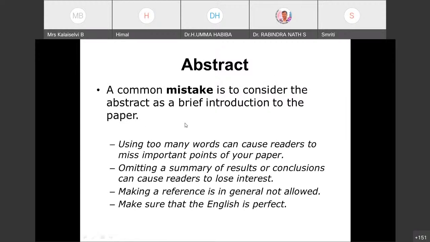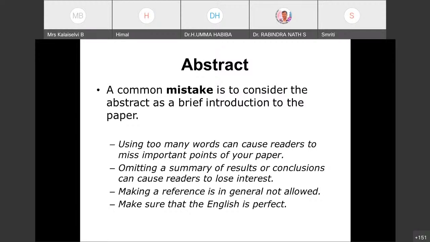So there are common mistakes. A common mistake is to consider the abstract as a brief introduction to the paper. As I mentioned, sometimes you just take the abstract and put it in the introduction as it is. So don't do that. Using too many words can cause readers to miss important points of your paper. So these are some guidelines that you can follow when you are writing an abstract, right?